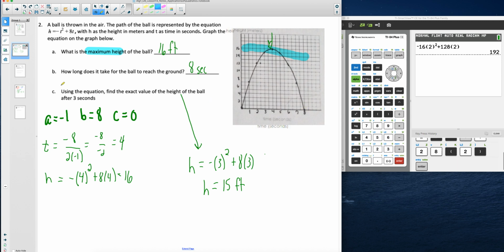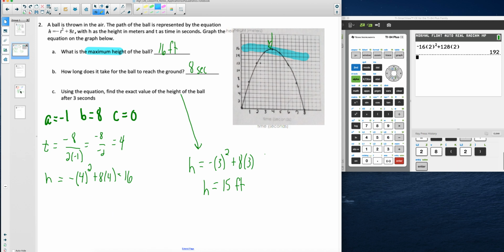Now, to use the equation, find the exact value of the height after 3 seconds, all right, we just have to take 3 and plug it in for t in both spots, which you see I did here. Throw that in our calculator, and we get that h is equal to 15. All right, so there's an example of working with things both graphically and analytically combined.